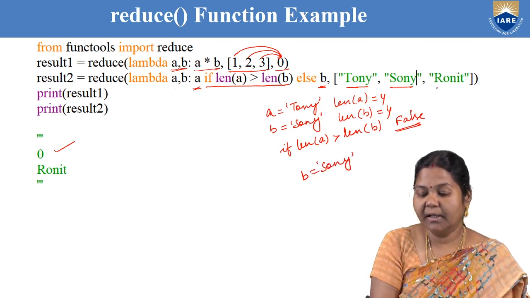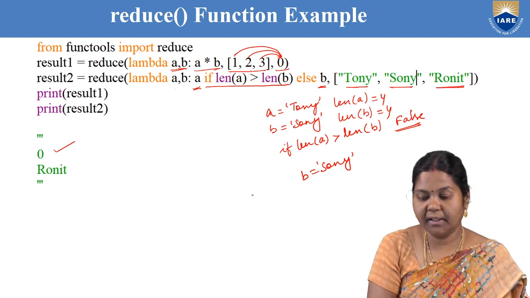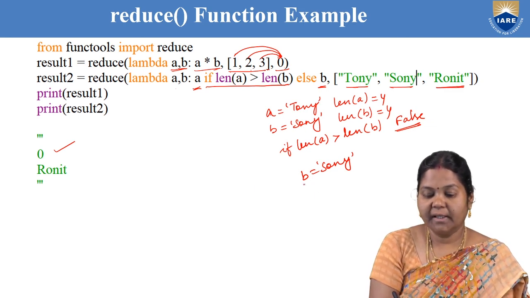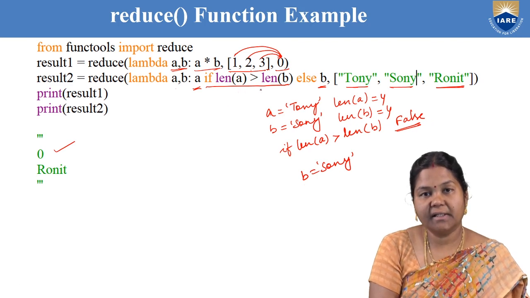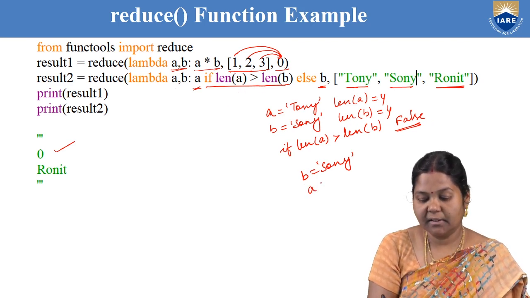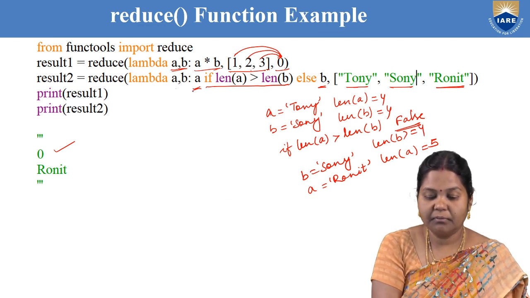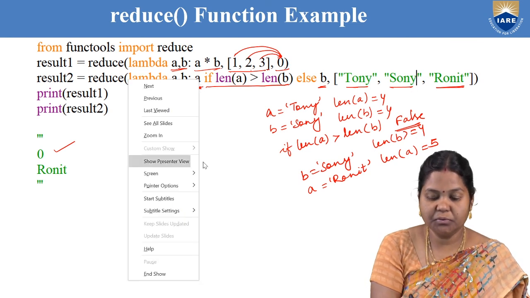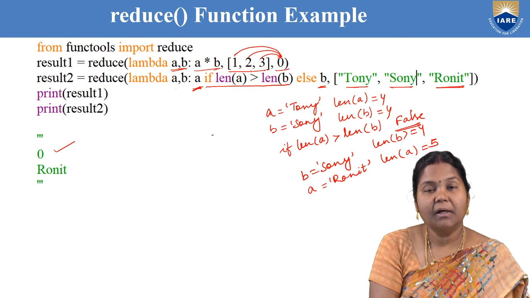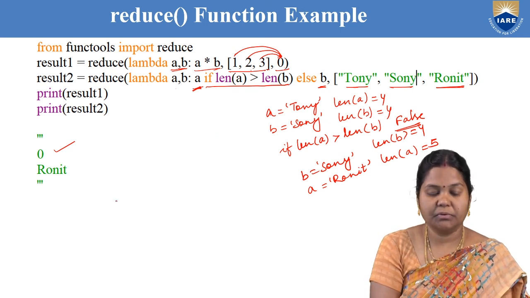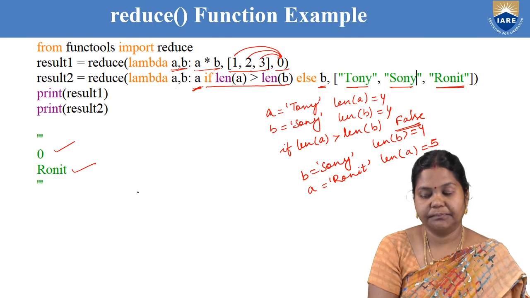Then that will be again compared with Ronit. In this case, the length of A is greater than the length of B. Here A is Ronit. Length of A is 5 and length of B is only 4. So 5 is greater than 4, so it will finally store A only. That A is the single value which is reduced from this iterable by applying the function, and that will be the output. So you can see here Ronit is the output.